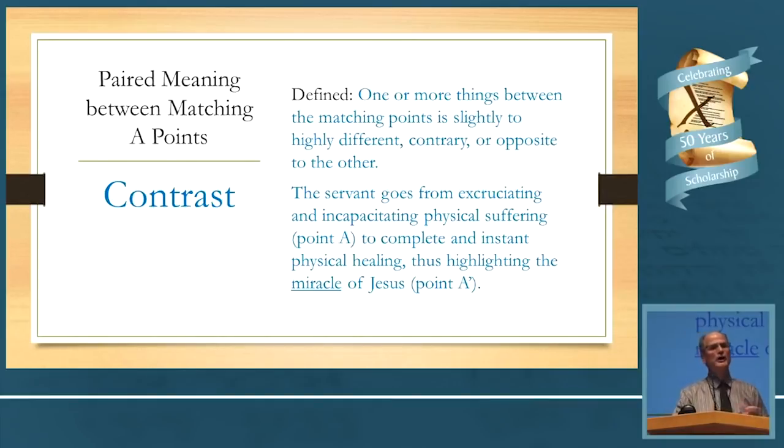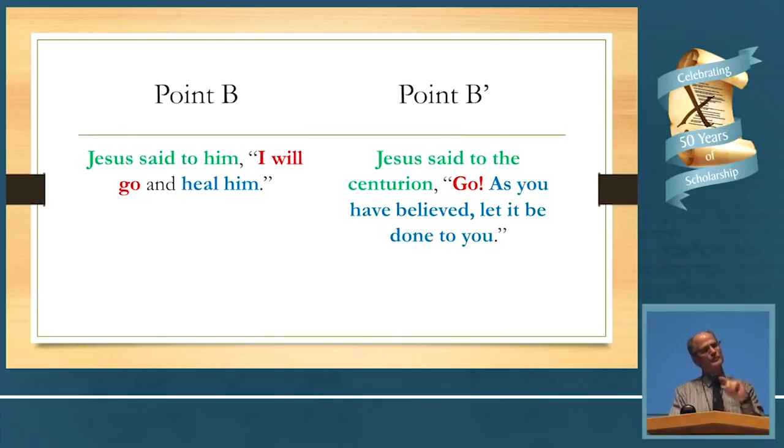What we have here is a contrast. We can refer to them as literary pairs. So you have your two A's. And what is a paired meaning? Contrast is when one or more things between the matching points are slightly to highly different. Well, it's obvious. The servant is really sick and suffering badly. How does it end? He's healed. If you stood the chiasm on its side, it's a pyramid. What's the foundation? The miracle. It's not the point of it, but it supplies the basis for its teaching. It's so important. The two B's are really remarkable.